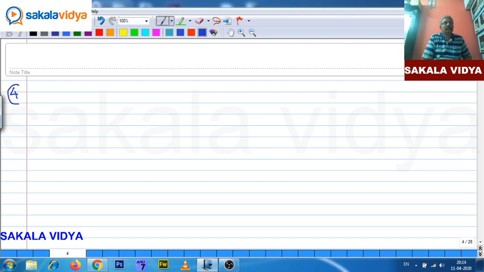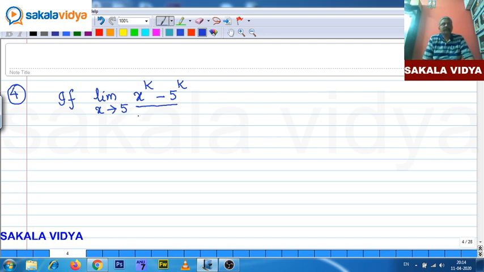Now, fourth one. If limit x tends to 5, x to the power of k minus 5 to the power of k upon x minus 5 equal to 500, k greater than 0, k is positive, then what is the value of k?